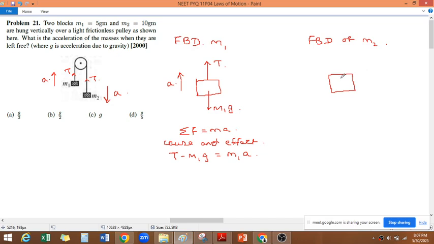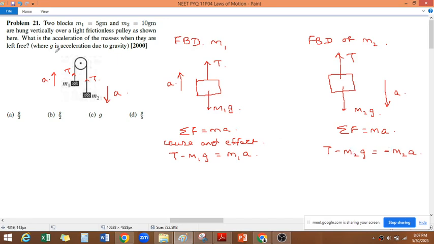Again, same story: tension T, M2G, it is accelerating downwards, and don't forget the minus MA. So sigma F is equal to MA is the most important formula in mechanics, cause and effect. So T minus M2G is equal to minus M2A. And I told you don't forget the minus because it is downwards. Many of you will make this mistake of not putting the minus, which means everything will go wrong.